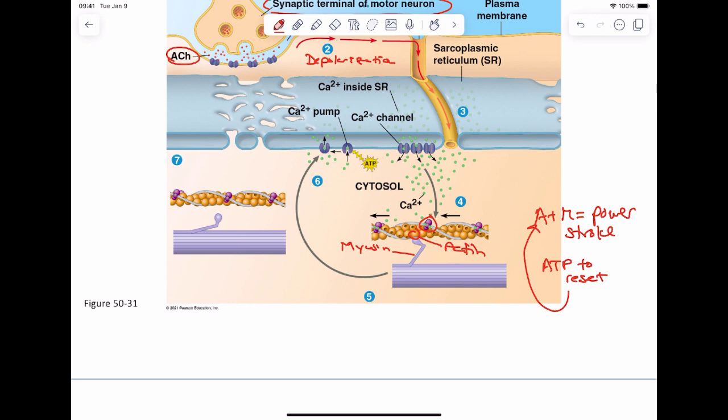And we'll repeat this over and over and over again until we stop the action potentials. So it'll stop when we stop the action potentials or we run out of ATP. So sad, too bad.